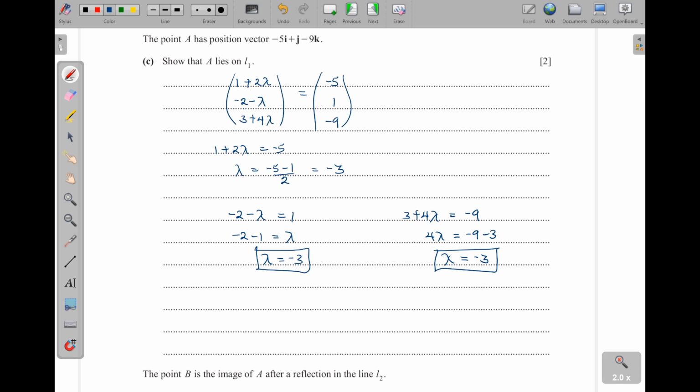So that means that A lies... So you just say, I can just conclude here that since lambda is the same all throughout, then A lies on L1. Okay, as simple as that.